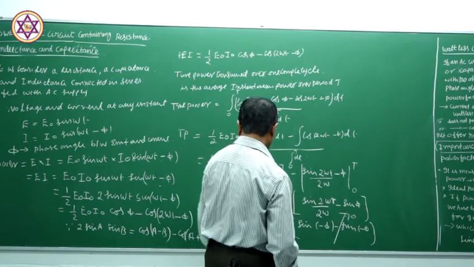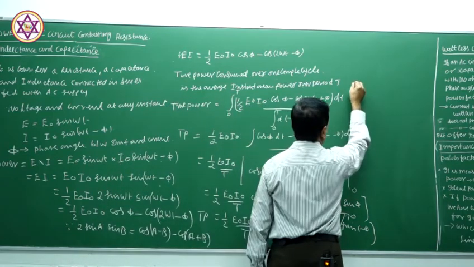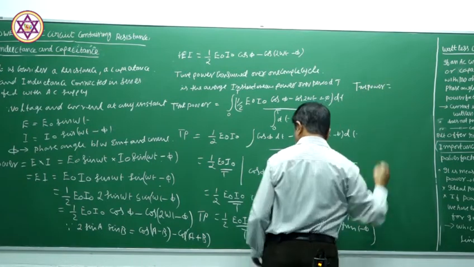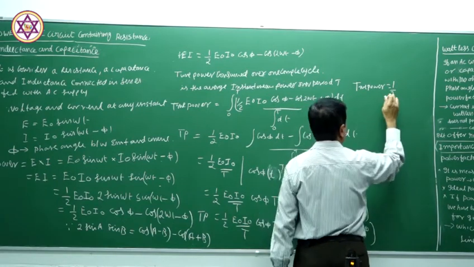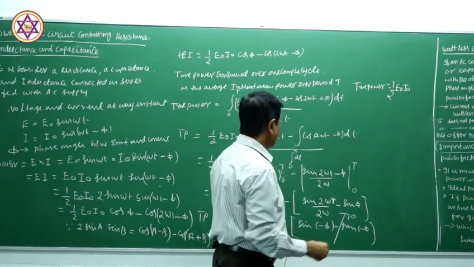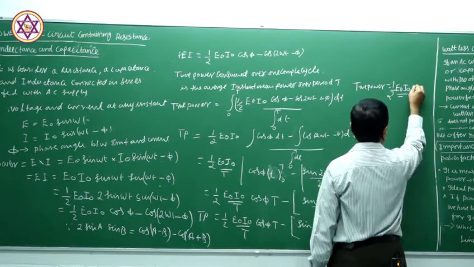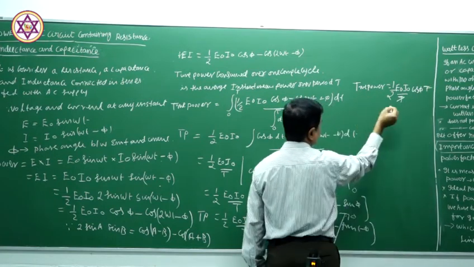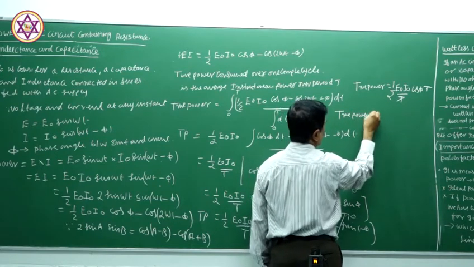I will be left with true power equal to half of E naught I naught into cos phi into T by T. This T cancels with this T. Then I am going to get true power is equal to what?